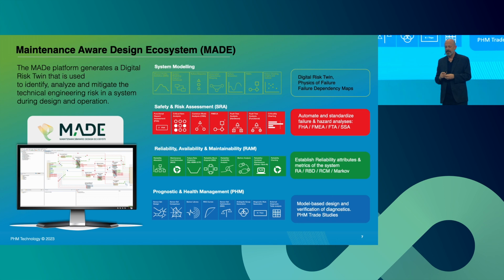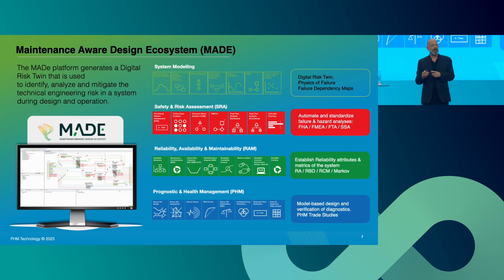And essentially, the first piece of the maintenance-aware design and ecosystem is this functional model of the system. What it means is that we can understand if we lose any particular function, it will automatically identify what the impact of that will be on the overall system performance.